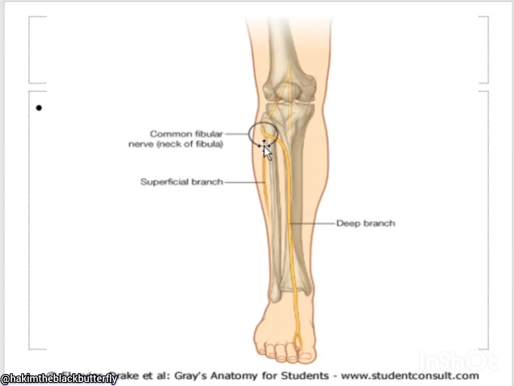A superficial branch, which is supplying muscles of the lateral compartment, and a deep branch. This is not anterior, but it's a deep branch. The deep branch is going to come anteriorly and supply the muscles of the anterior compartment. So this is our sciatic nerve in the popliteal fossa.